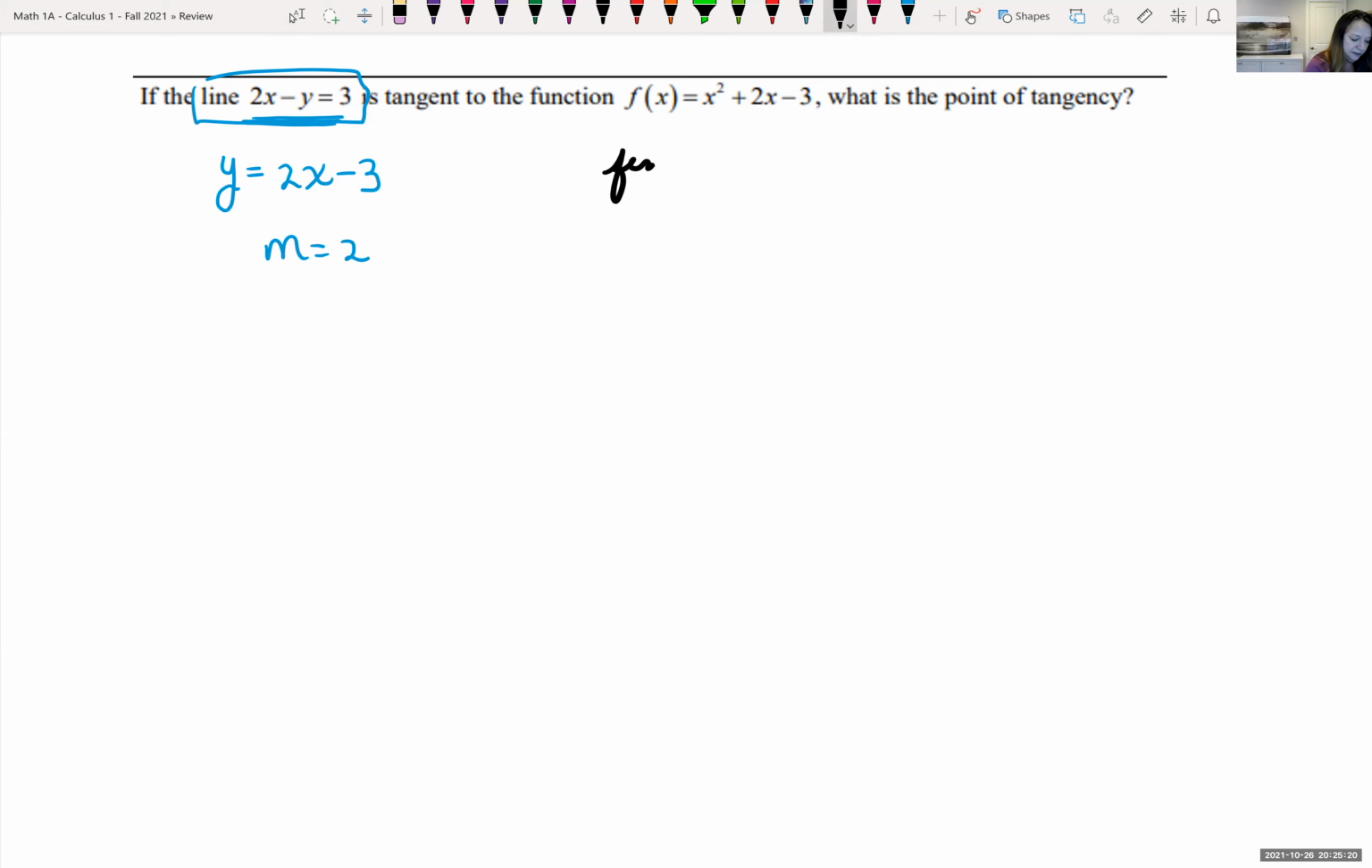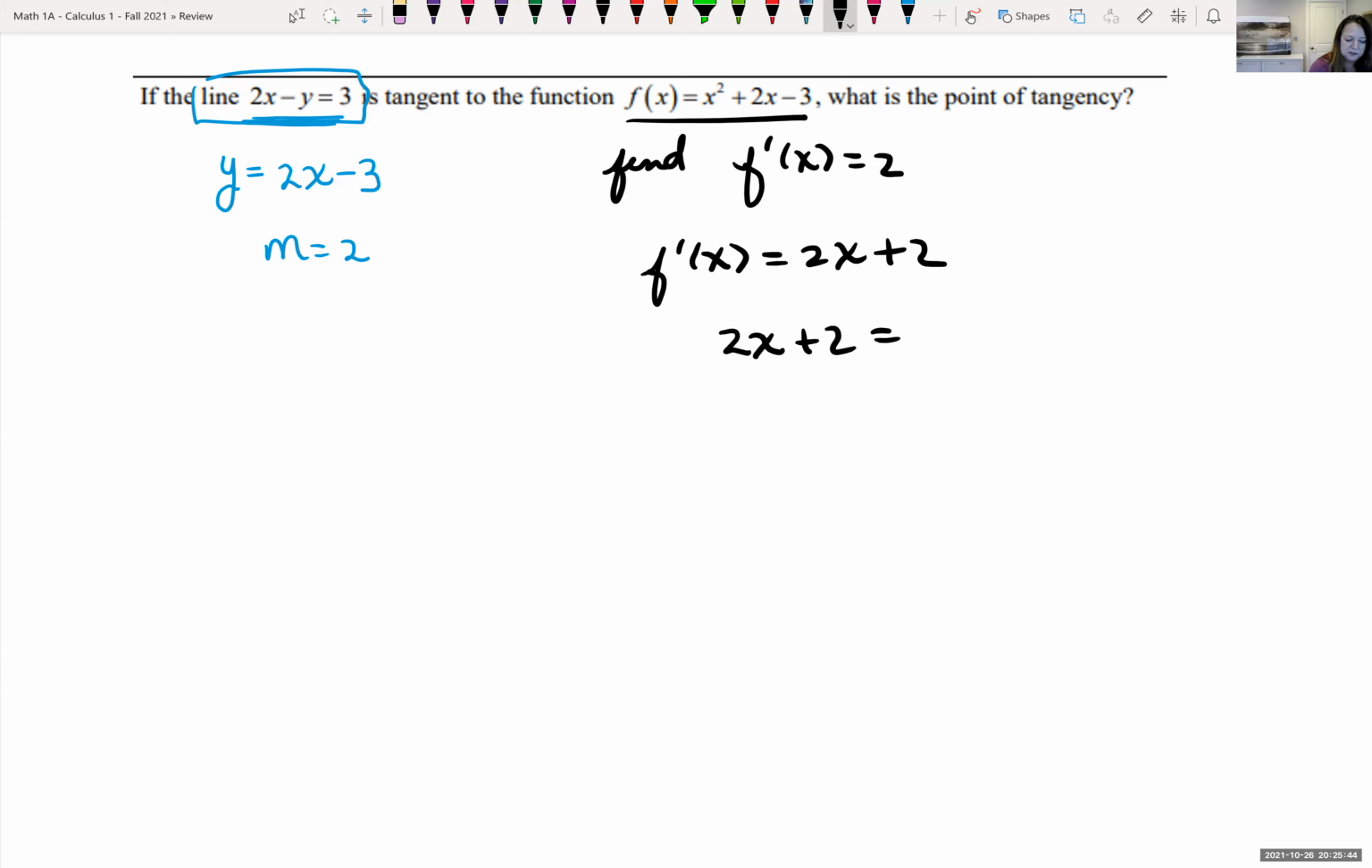So we want to find when f prime of x equals 2. Okay, so let's take the derivative of f of x. The derivative of f of x is equal to 2x plus 2. So again, we want to know when 2x plus 2 equals 2. If we solve for x here, subtract 2 on both sides, we get 2x equals 0. Divide by 2, we get x is 0.